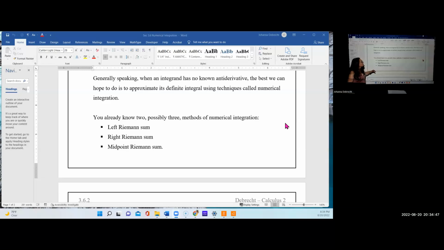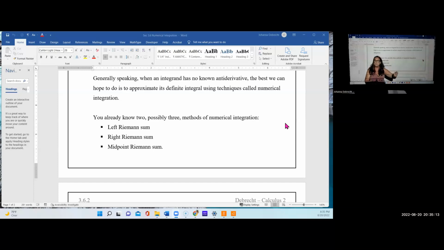In general, if we don't know the antiderivative, the best we can do is approximate the definite integral. And that's really what we want to talk about when we talk about numerical integration. We're not talking about trying to come up with an antiderivative function. We've already established that we can't. What we try to do instead is approximate the definite integral.